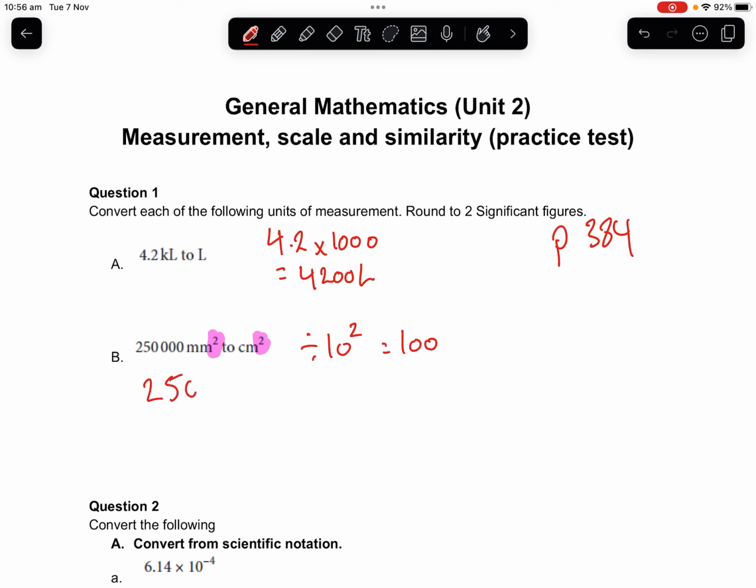So 250,000 divided by 100, that's equal to 2,500 centimeters squared, not cubed, squared.